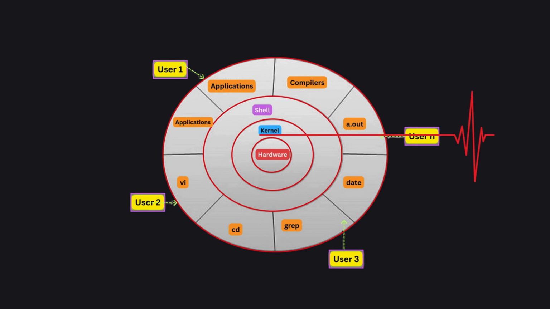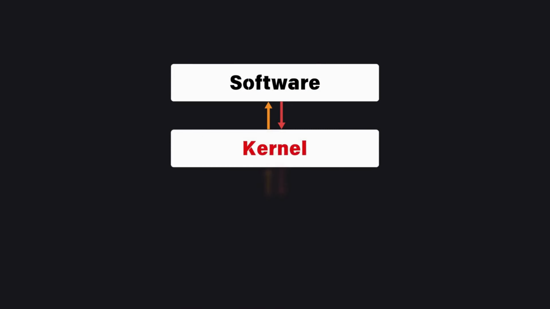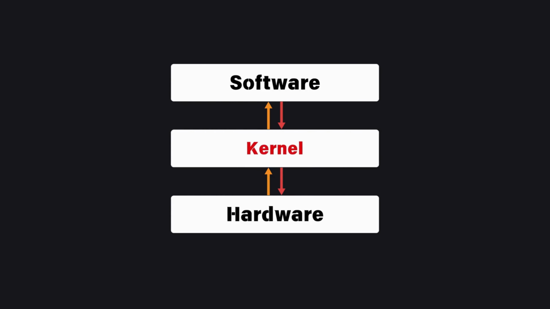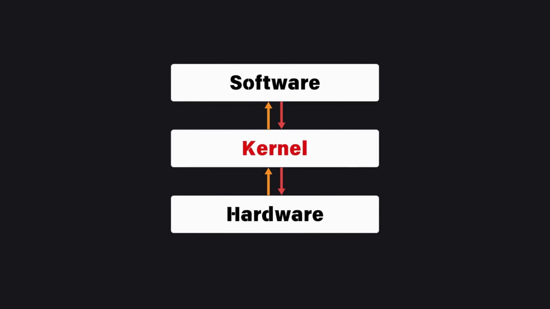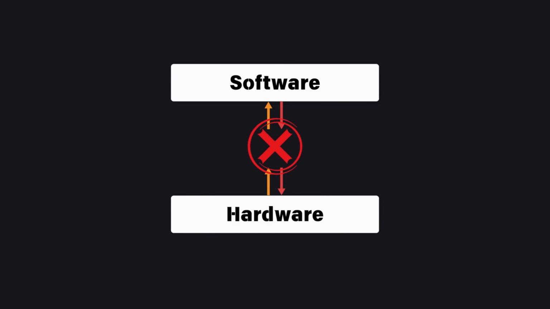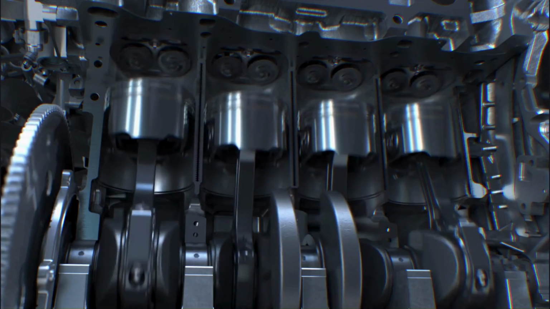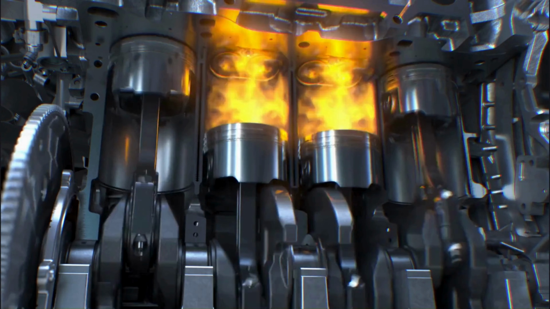The kernel is the heart of the operating system. It acts as a bridge between the hardware and the software, managing resources like CPU, memory, and devices. Without the kernel, your applications wouldn't know how to interact with the hardware. Think of it as the core engine of a car. It powers everything under the hood.